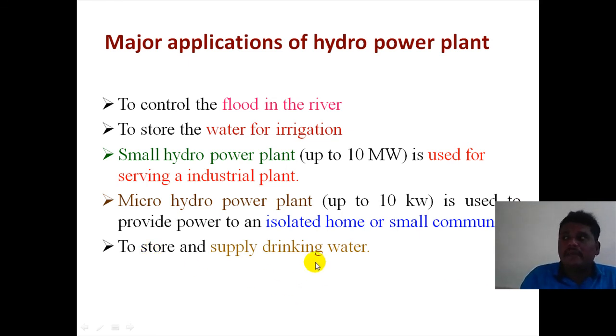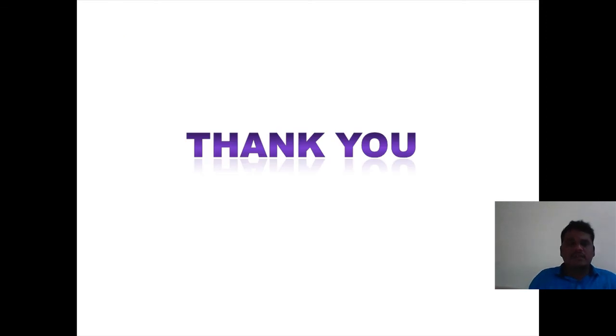To store and supply drinking water: it stores the water and also supplies drinking water to homes and also to industries. This is about the classification, advantages and disadvantages of hydroelectric power stations. Okay, this is about hydroelectric power station classifications, advantages and disadvantages.